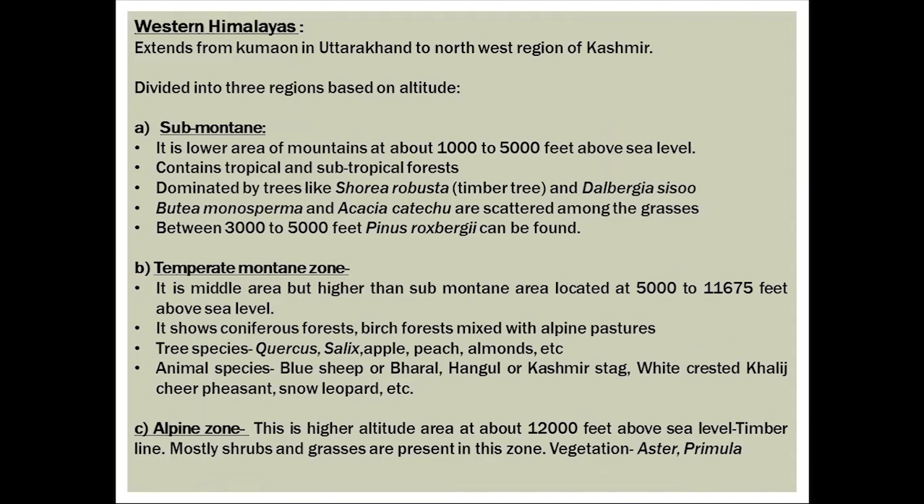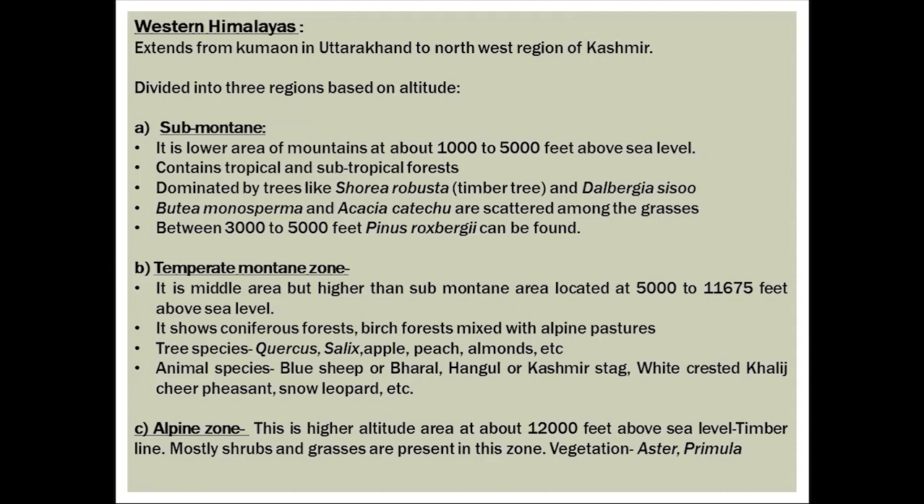Then the temperate mountain zone is the middle region, between 5,000 to around 12,000 feet. Since it is a temperate region, which kind of trees will it have? Coniferous trees. It is a colder region, so one will find coniferous forest in this region. Then there are birch trees, and a few alpine pastures. Then tree species like Quercus, Salix, apple, peach, almonds, all of these can be seen in the temperate mountain zone.